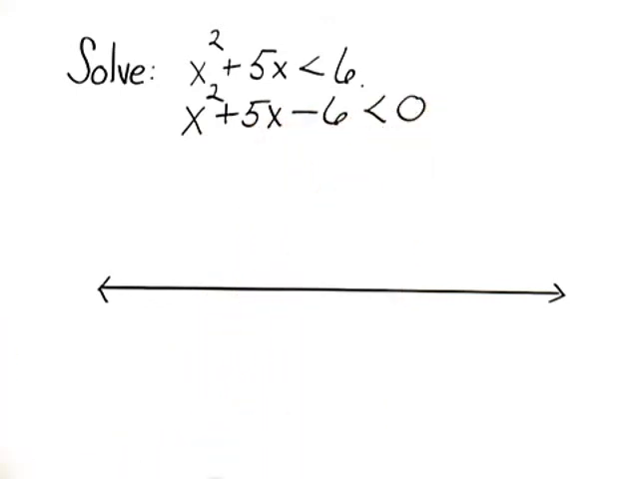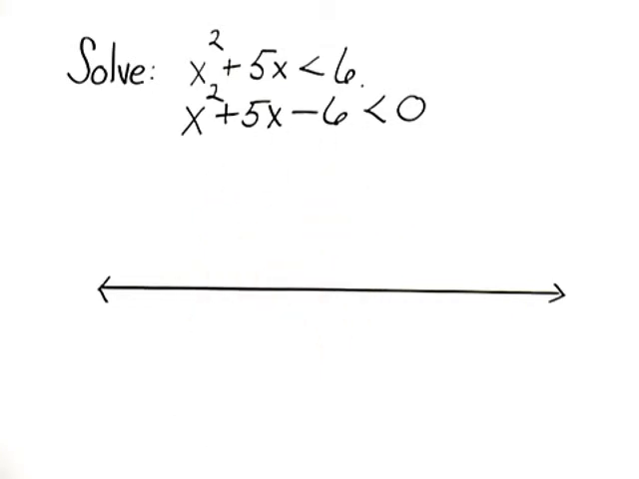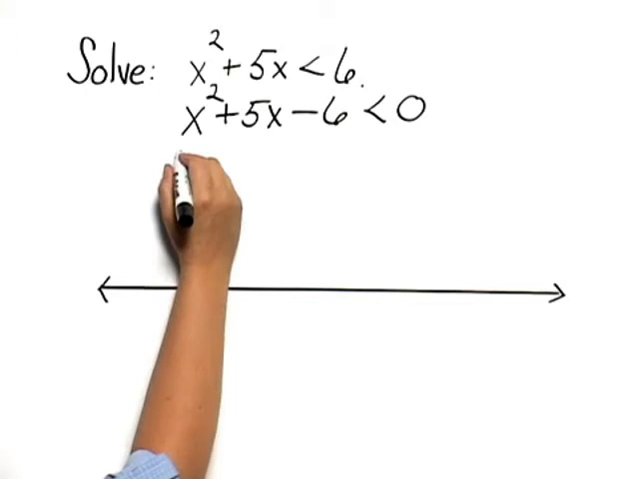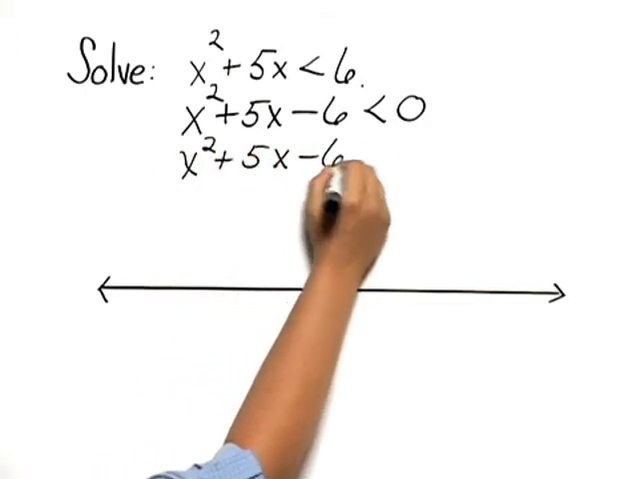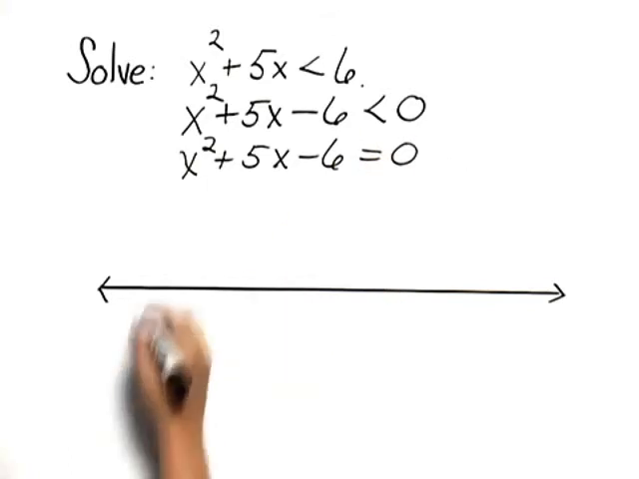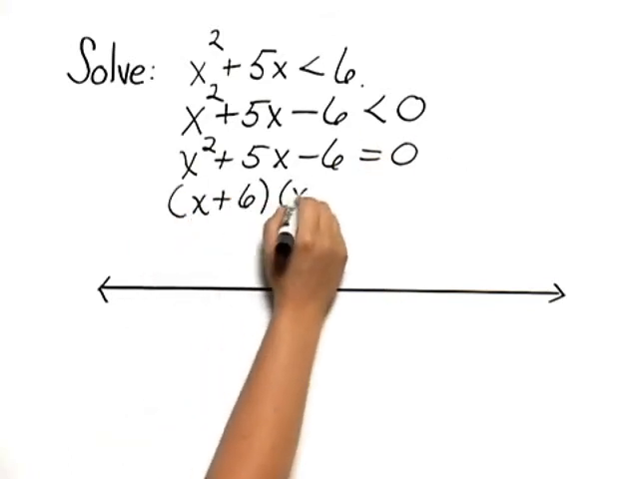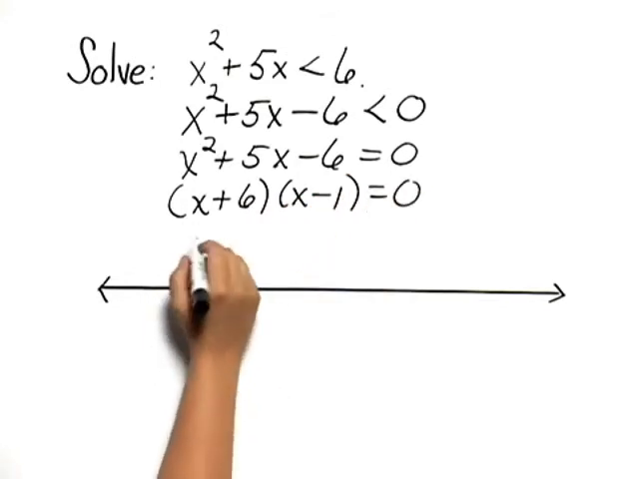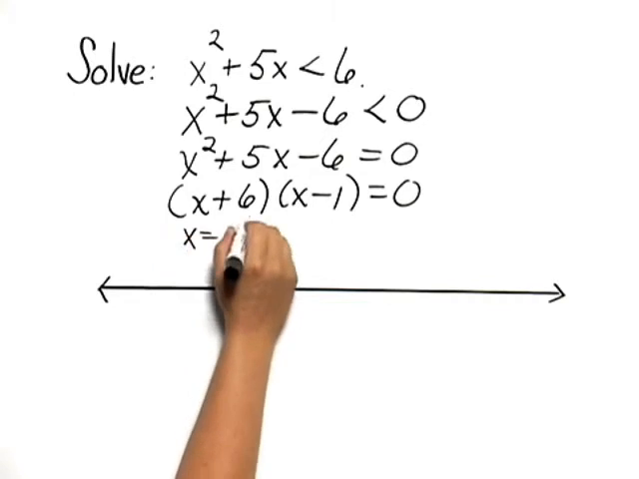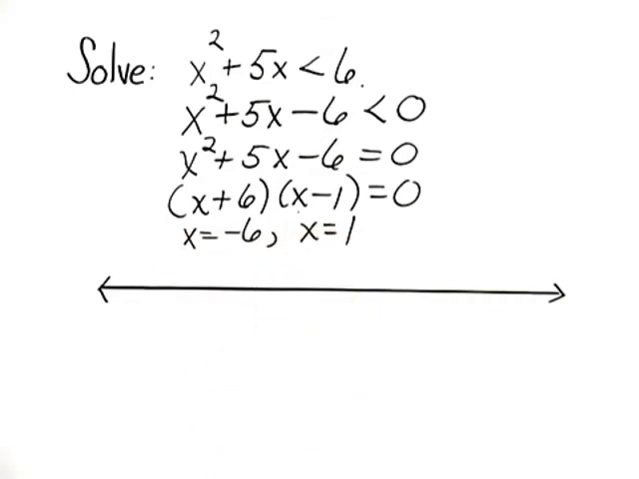This is an equivalent inequality, but now we can look at where something is positive or negative. Let's first of all find where x squared plus 5x minus 6 equals 0. Well, if we factor, we get x plus 6 times x minus 1 equals 0. X plus 6 is 0 when x equals negative 6. X minus 1 is 0 when x equals 1.